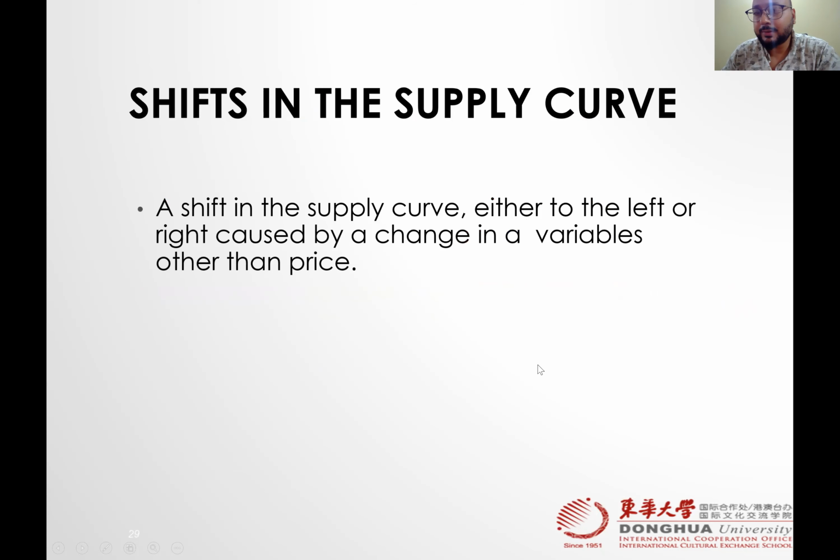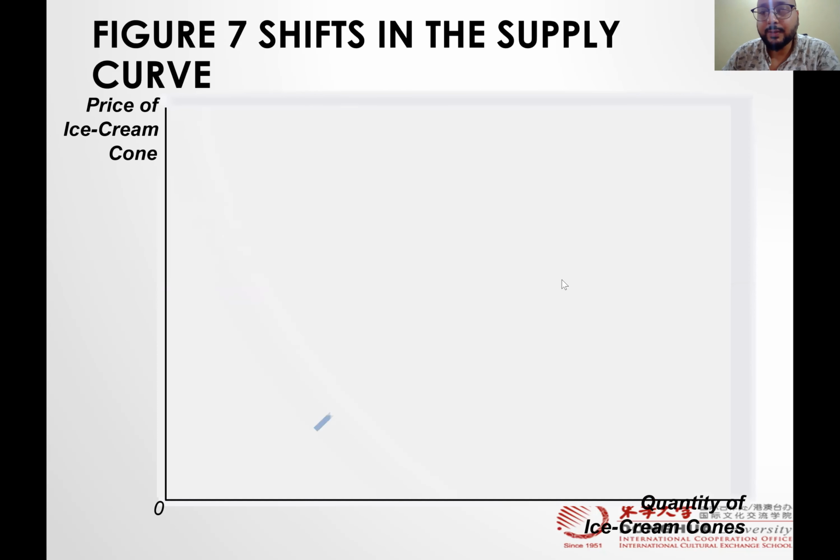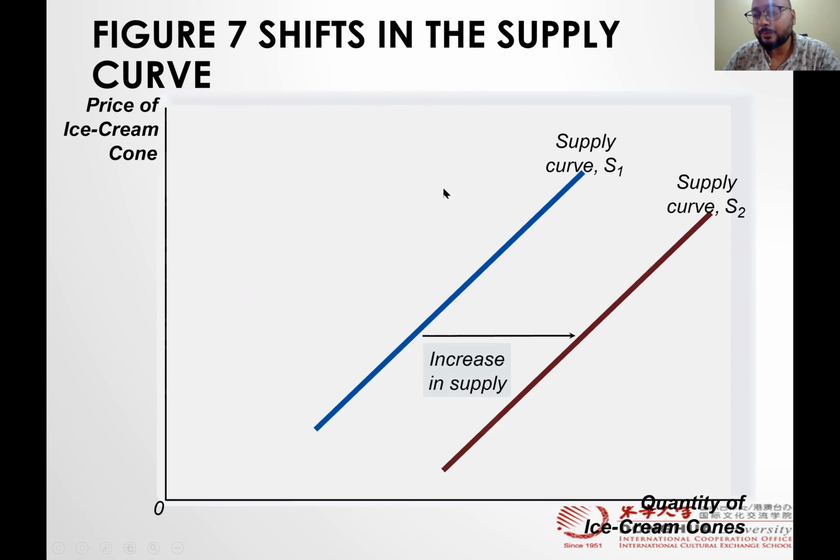The shift. A shift in the supply curve, either to the left or right, is caused by a change in a variable other than price, which means there is an increase or decrease in quantity supplied, and the reason is not price but some other variables. We call that a shift. So shift either to the right or to the left, right? Increase means shift to the right, decrease means shift to the left.